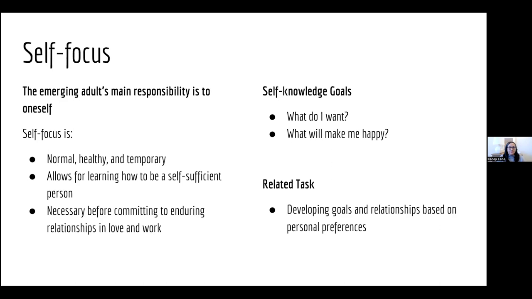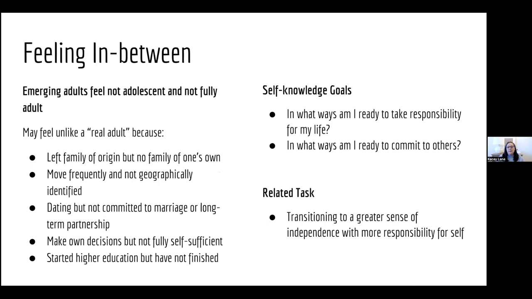Emerging adulthood is defined by the feeling of being in between. Emerging adults feel not adolescent and not fully adult. Arnett pointed out that a primary indicator of this from his research was that when asked the question, do you feel that you've reached adulthood? The majority of emerging adults responded neither yes nor no, but with the ambiguous, in some ways yes and in some ways no. If you think about it, they're in this sort of limbo. Their old identity is starting to shed as a new one is formed. So they're really in this between space.